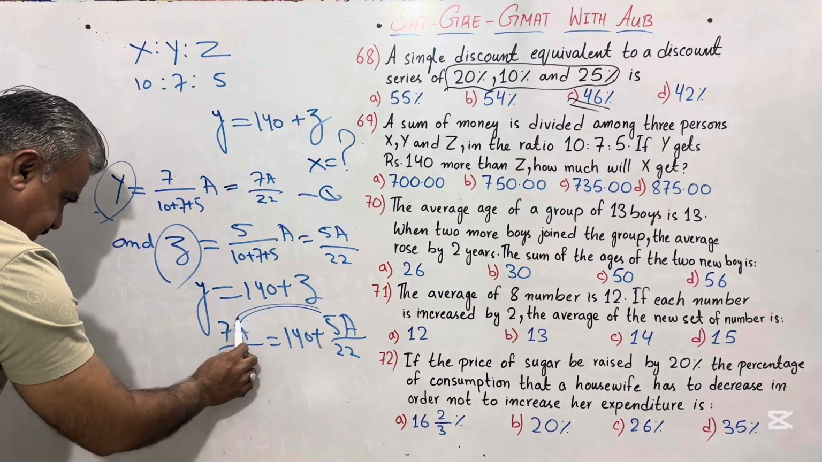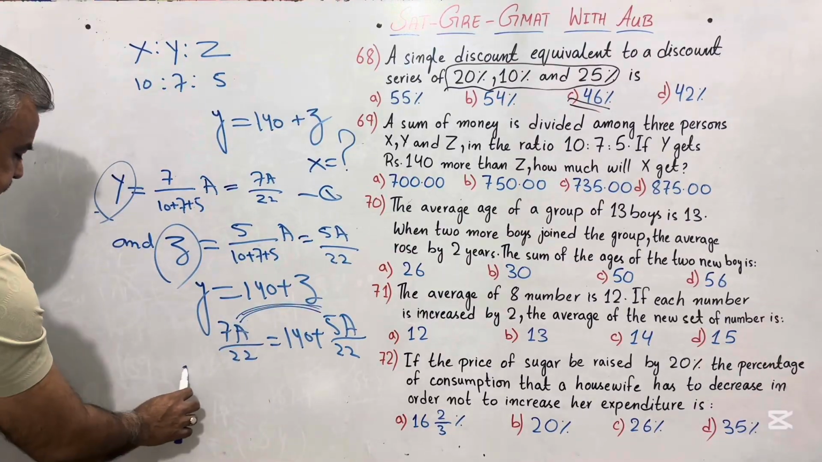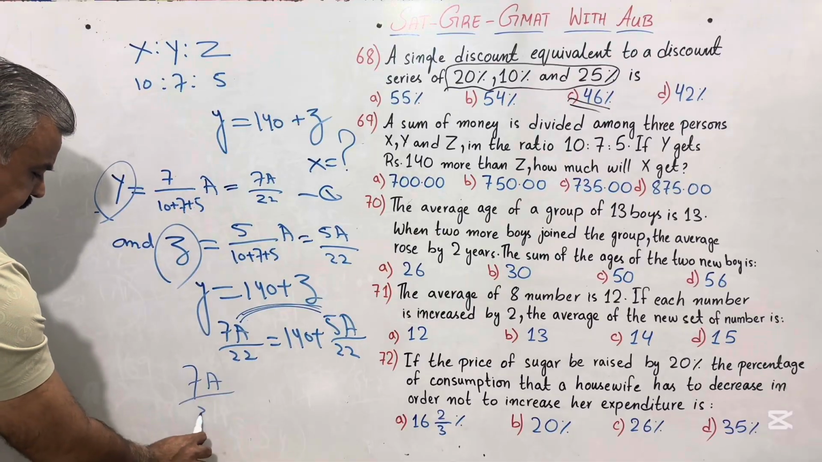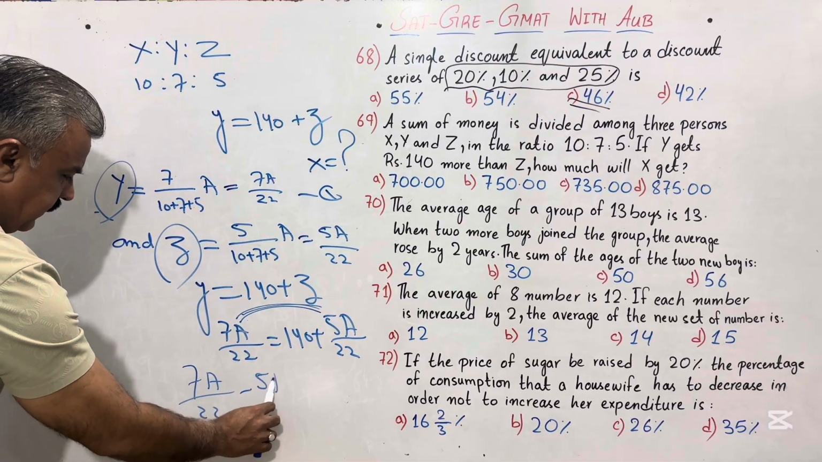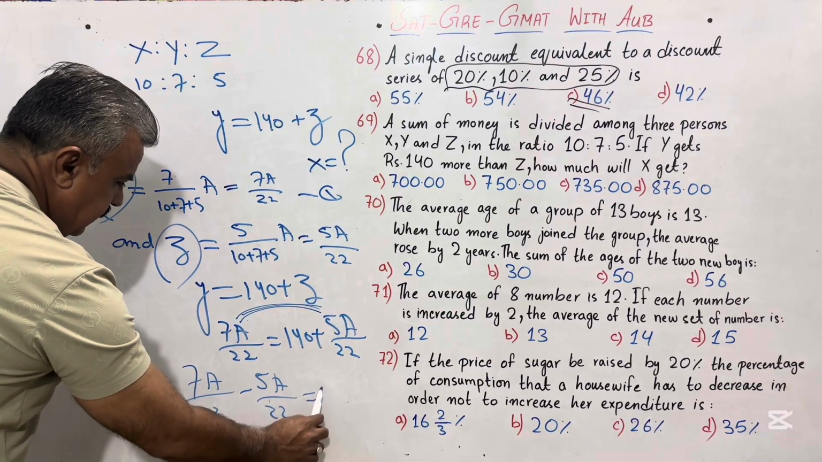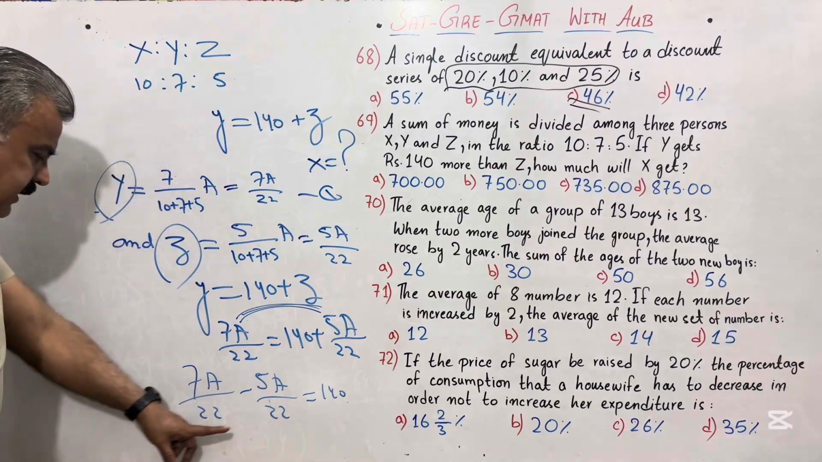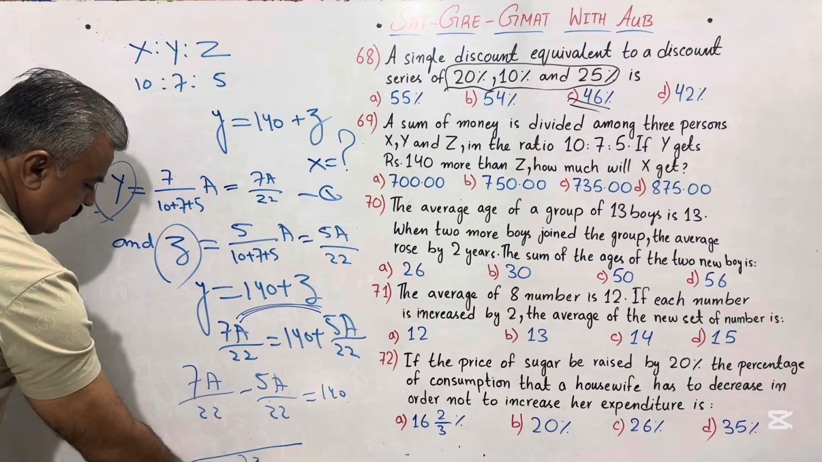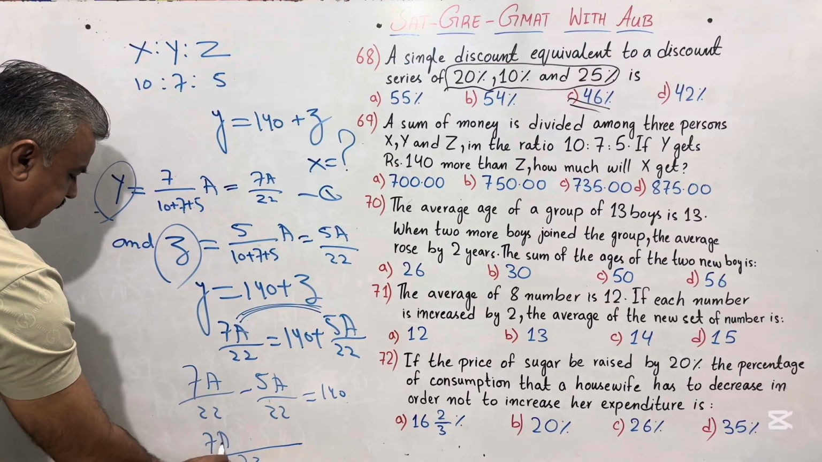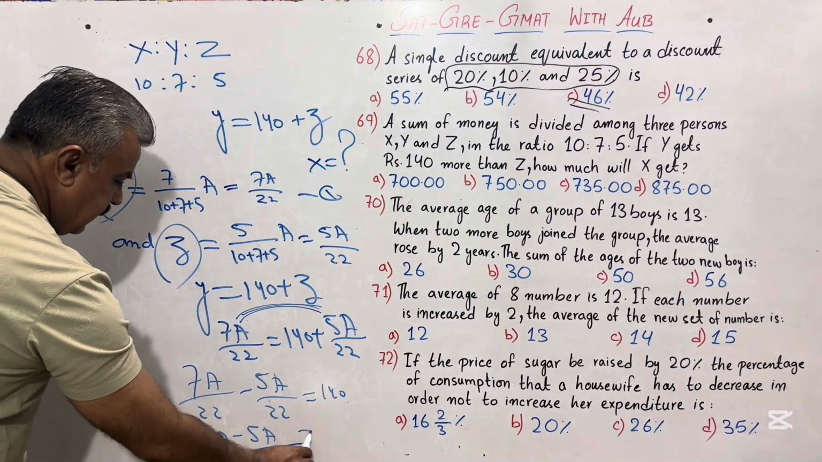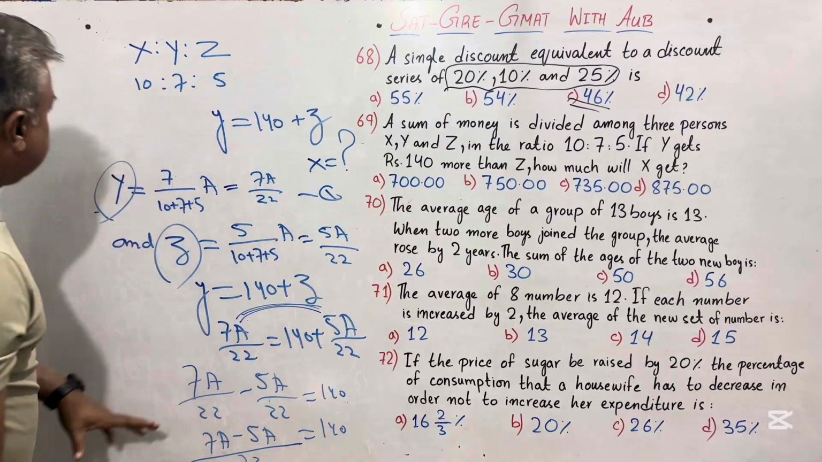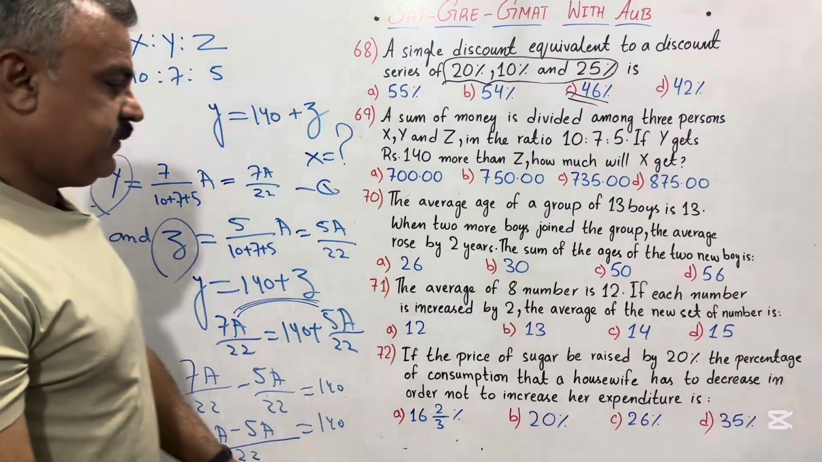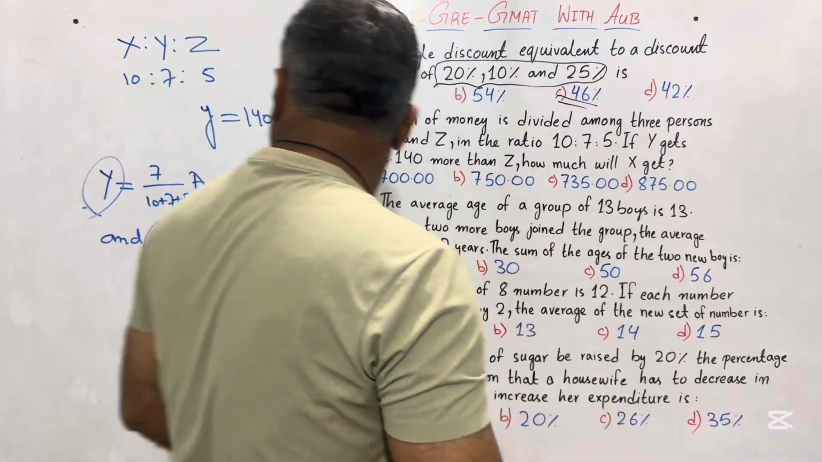Collecting the like terms on the left hand side: 7A over 22 minus 5A over 22 is equal to 140. The denominator is homogeneous, there is no change in the denominator. So we have 7A minus 5A over 22 is equal to 140.